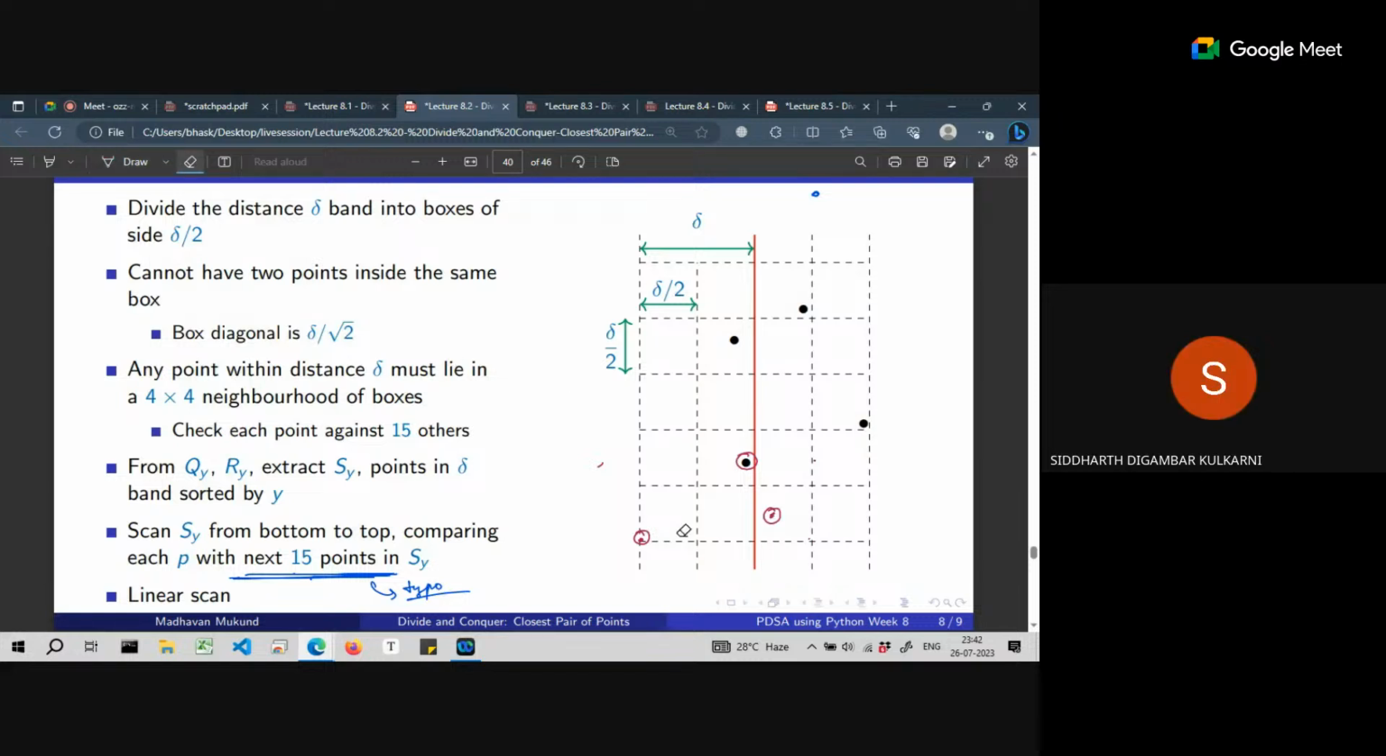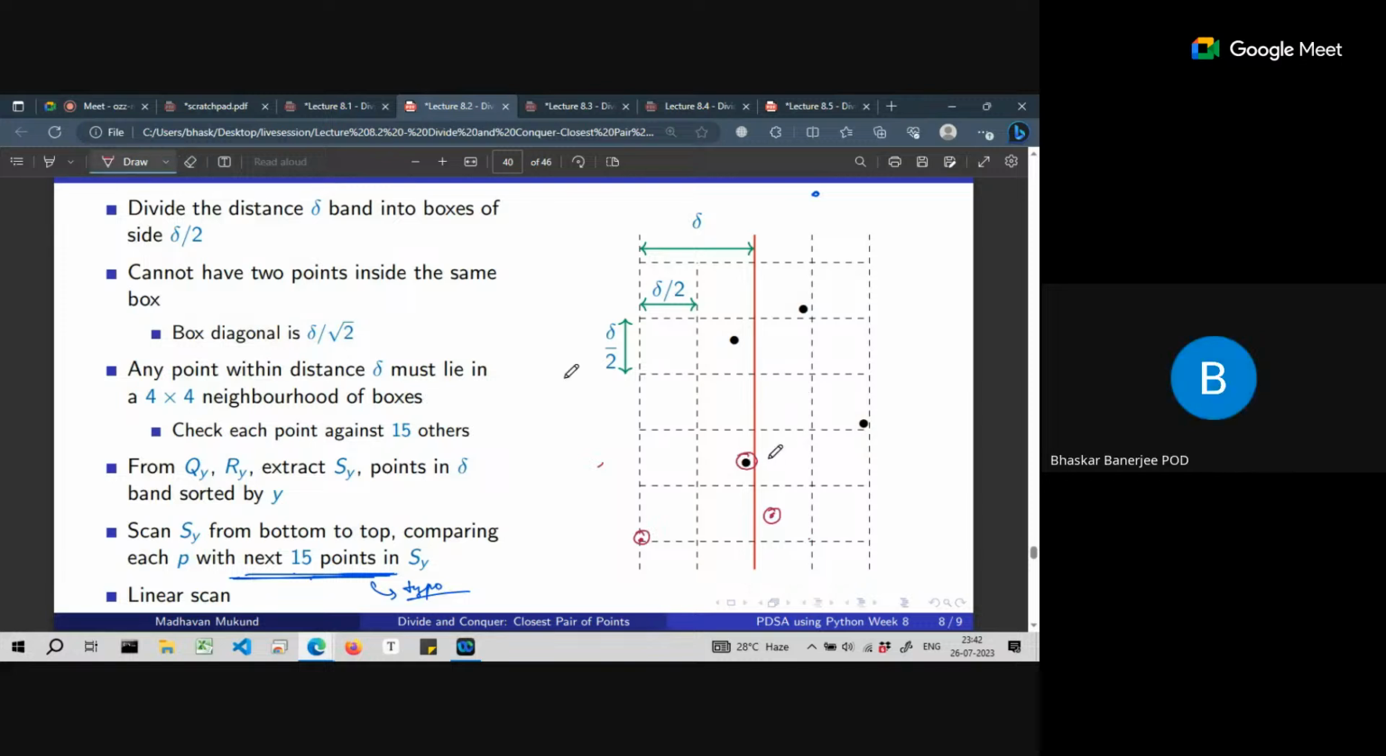Somewhere close to the red line. Okay, fine. This whole thing is delta by 2, right? This is delta by 2. Yes, so this whole thing is delta. So you can just consider it is fine. It is closer than delta. Then what do you mean? So in that case, which zone do we have to check? For which point? For this point, the point located.